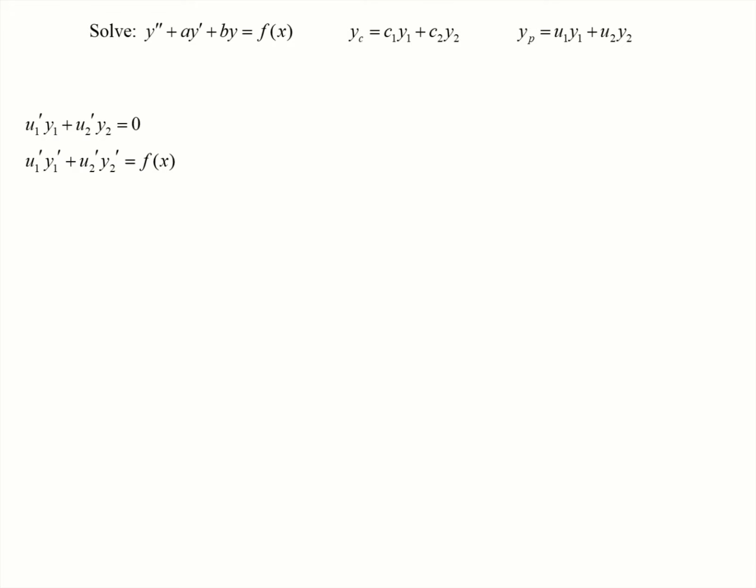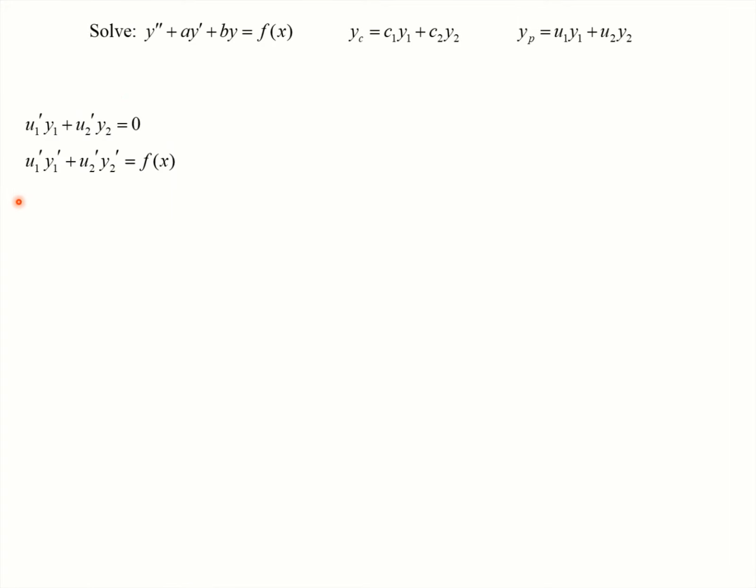Okay, so here's what I have. I have our differential equation. I have the complementary solution, which has C1 and C2, those are the constants. And the trial solution, which has u1 and u2, which are functions of x. Then I have those things that I derived from the last page. One of them was one of my conditions that I imposed.